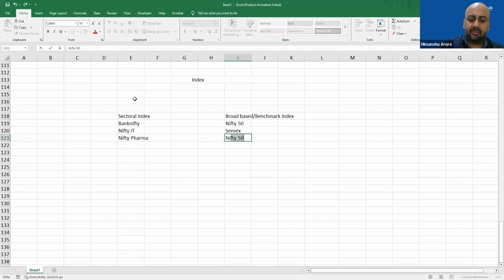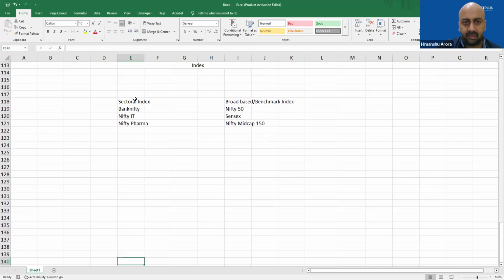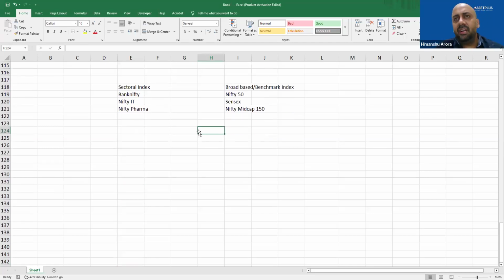Correct. Nifty Midcap, etc. Now, based on the formula, remember I talked about a formula? They follow a certain formula to represent the picture of the entire economy or a sector. इस formula के ऊपर generally the questions are asked. There are certain formulas. वो क्या होते हैं?